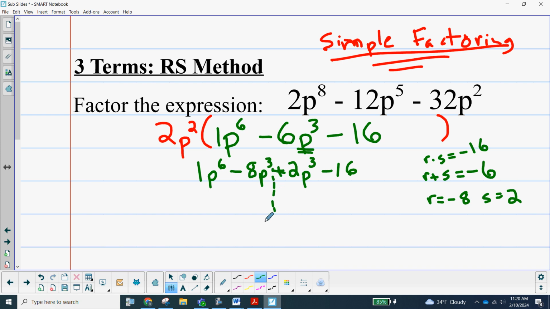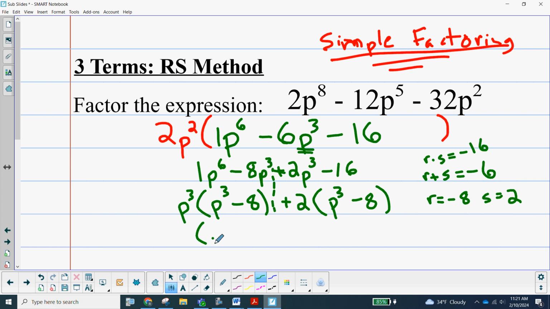Okay, and now we go into something that hopefully you're pretty comfortable with, the cut in half, move to the factor by grouping part. So what do these two have in common? Well, they have a p cubed. What would be left? Well, that would be p cubed minus 8. On the right side, we're going to take out a positive number. In this case, we can take out a 2. So it would be p cubed minus 8.